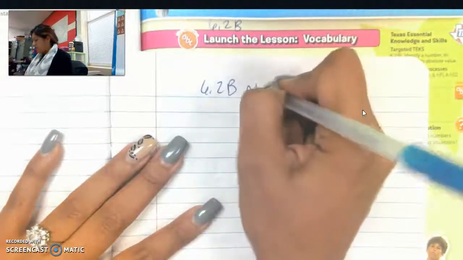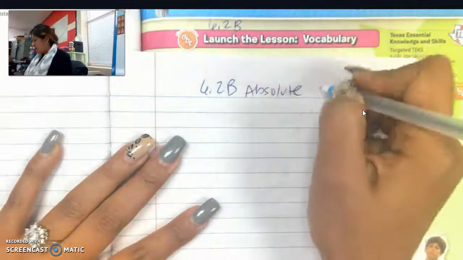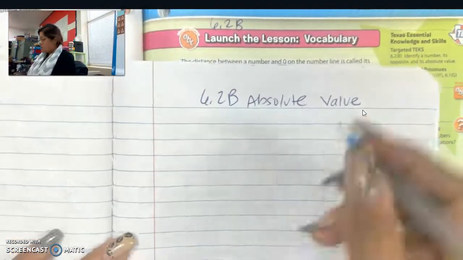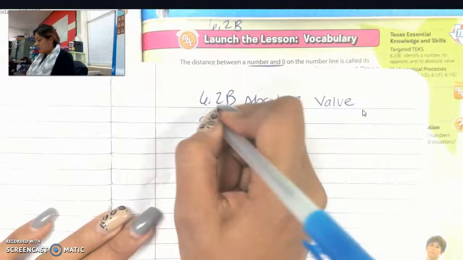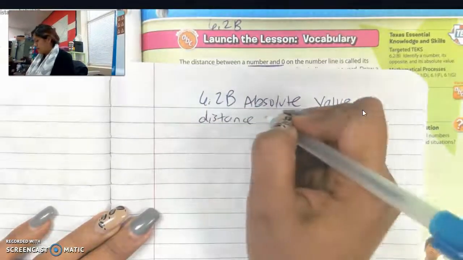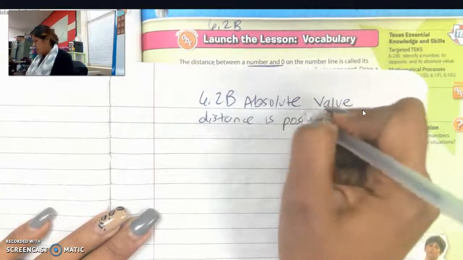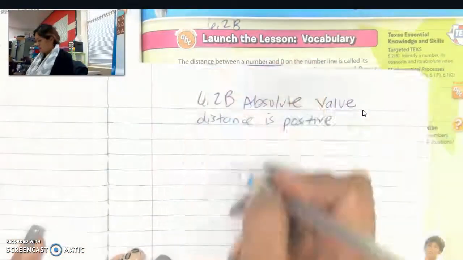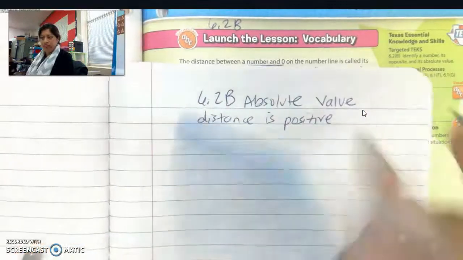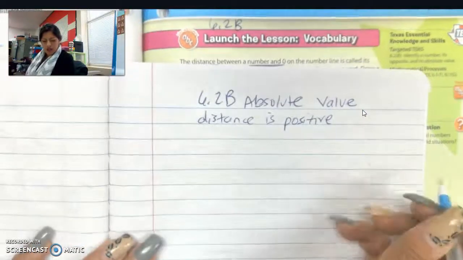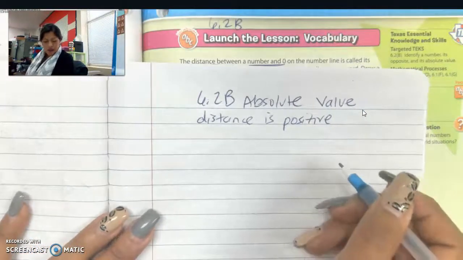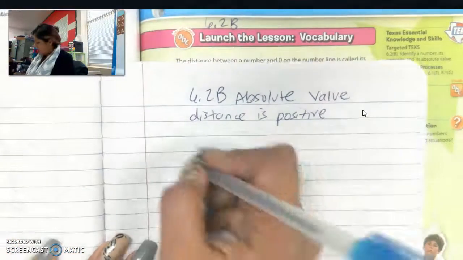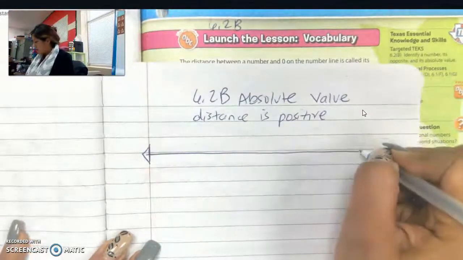6.2b, absolute value. And remember, absolute value is distance, and distance is always positive. Don't forget to put your name and the date. And I'm not going to put it because you're going to do yours in a different day. All right. So now let's look at this number line.